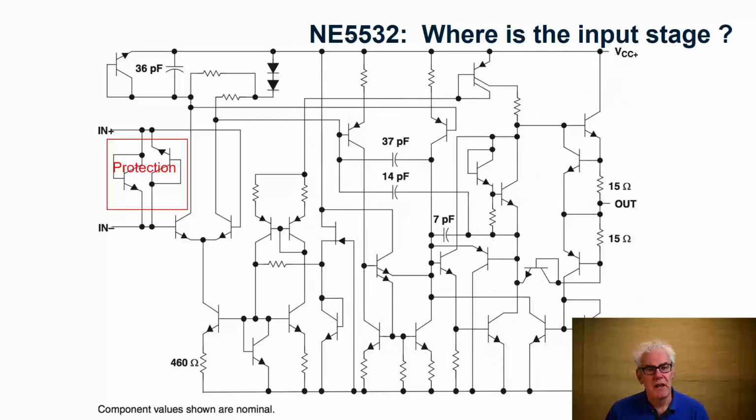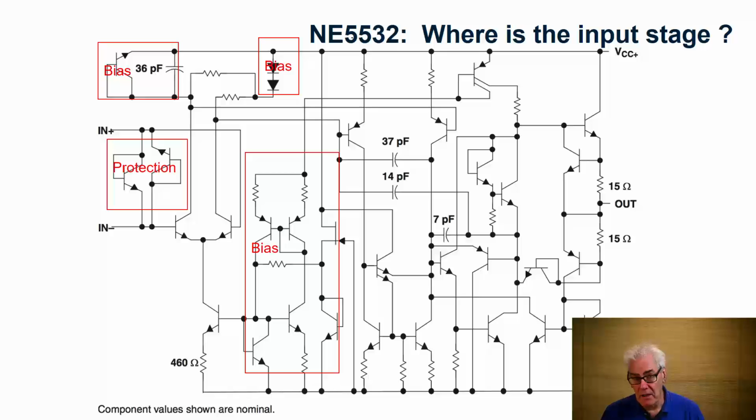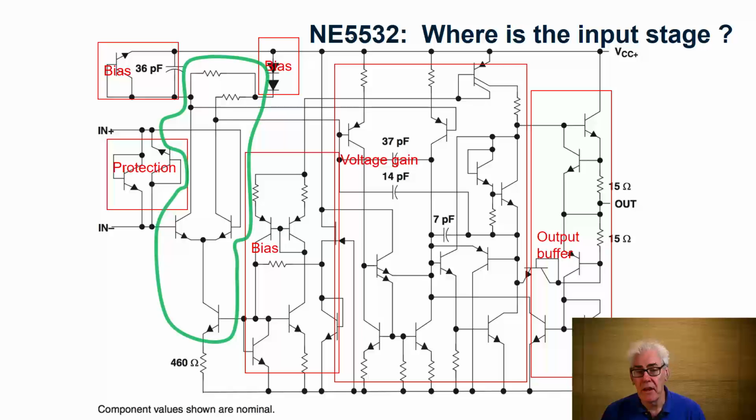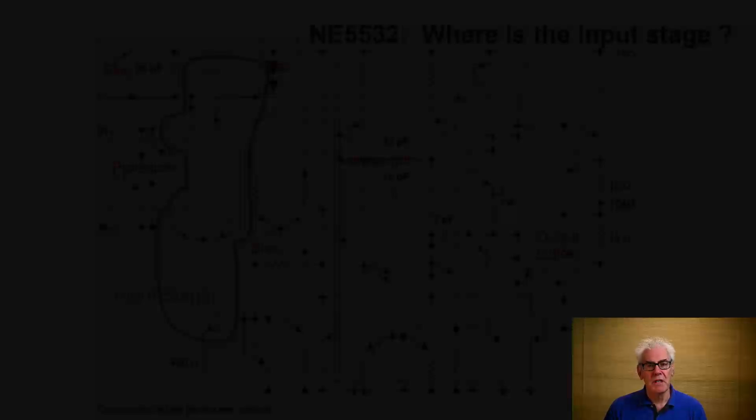So on the left-hand side, those two transistors are connected as diodes, as protection. At the top we have a diode connected as part of the bias circuit. We have two series diodes connected as a bias circuit. We have more bias circuit. This is followed by a large block which provides high voltage gain and the output stage. So the only thing that is left are these three transistors as the input stage. So let's try and look at these in more detail.